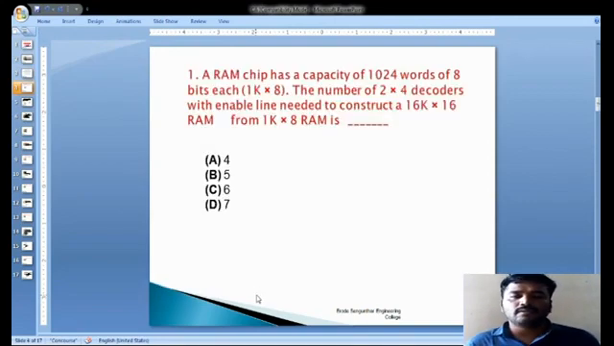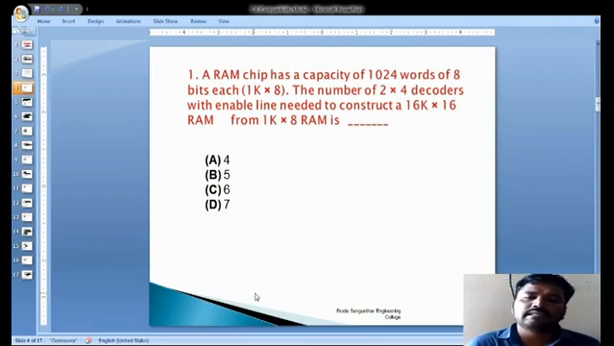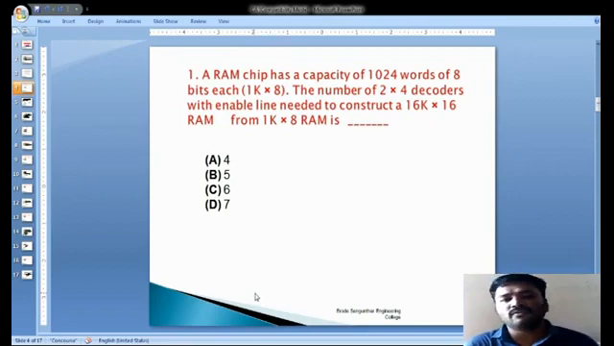Okay, so let us have a look at some of the problematic sums. A RAM chip has a capacity of 1024 words of 8 bits of data, each, that is 1k into 8. The number of 2 to 4 decoders with enable line EN required to construct a 16 into 16 RAM from 1k into 8 RAM is.